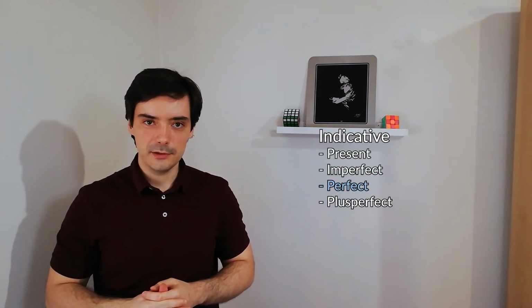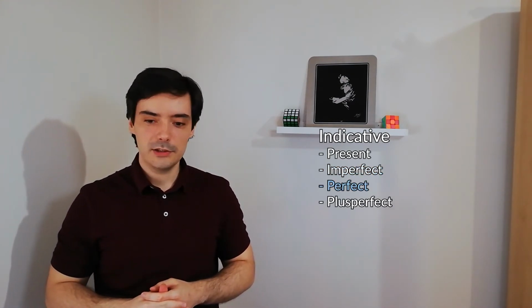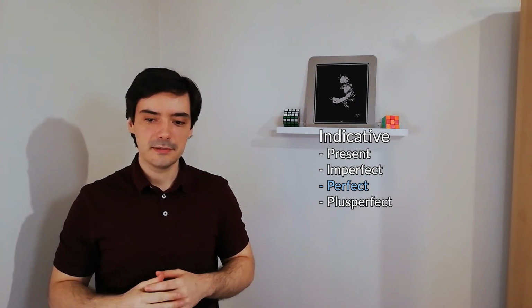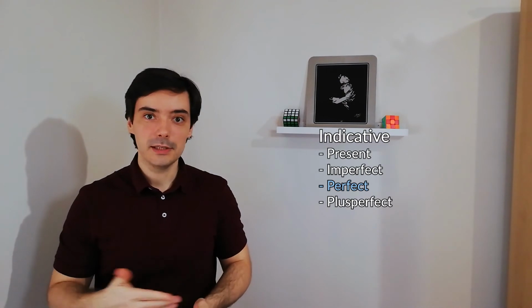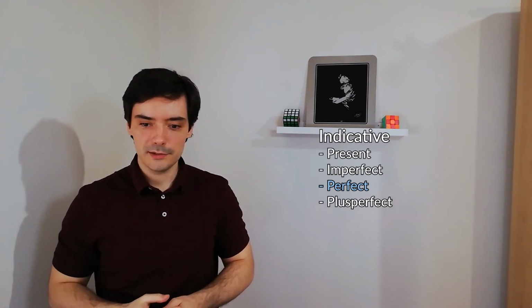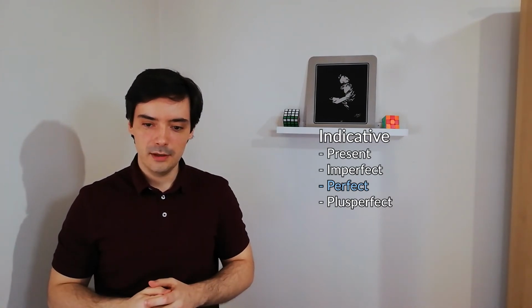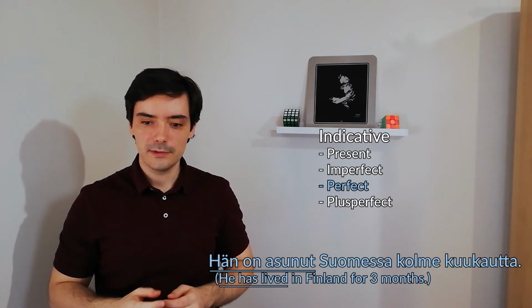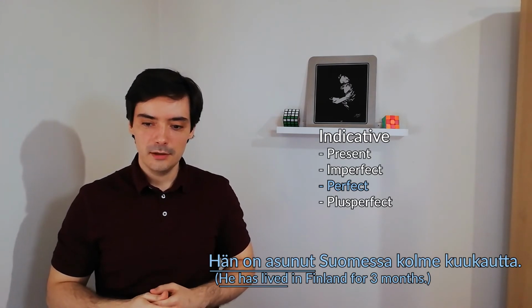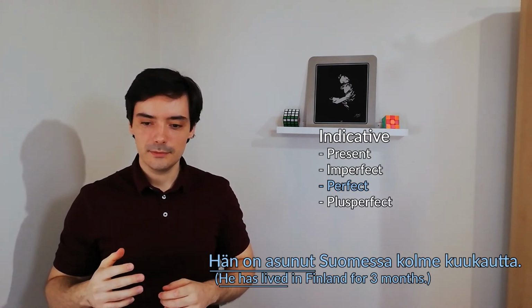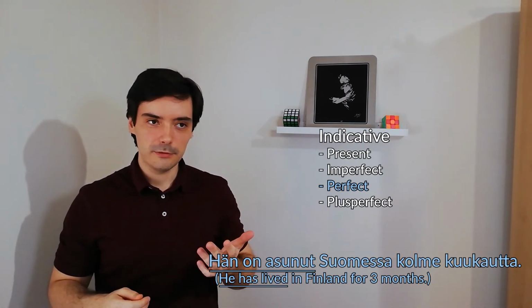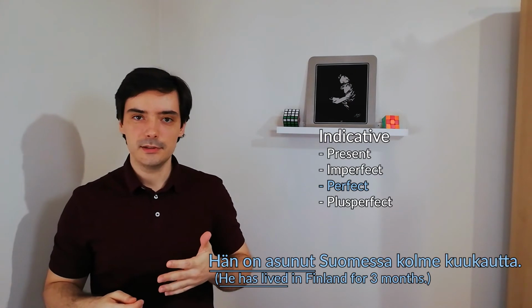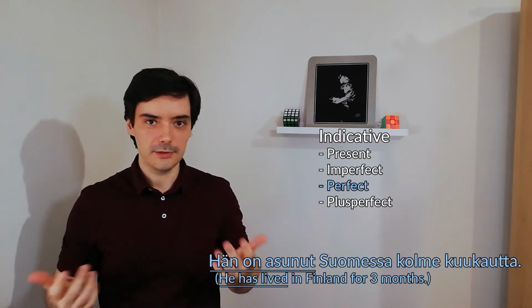Now the perfect is a little bit more tricky. Generally speaking, it's supposed to be something that started in the past, but it's not necessarily clear that it has ended, or it might be still ongoing. One example could be this, hän on asunut Suomessa 3 kuukautta. So this means he has lived in Finland for 3 months, but just like in the English form, it's not clear if he's continuing to live there or if he has moved.